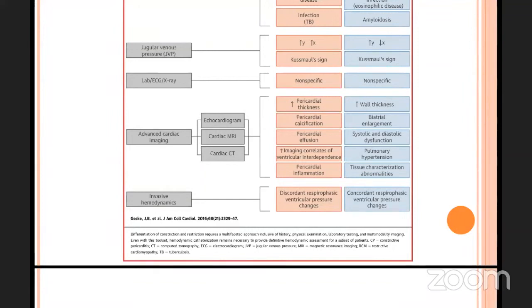So the pulsus paradoxus is only an exaggeration of normal. A steep fall in the left ventricular stroke volume certainly causes an exaggerated fall in the stroke volume and consequently the systolic blood pressure. So the impact on the left ventricular filling in tamponade is much worse as compared to what happens in constrictive pericarditis.